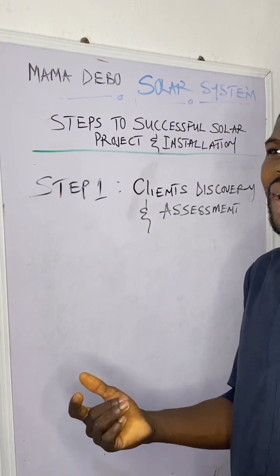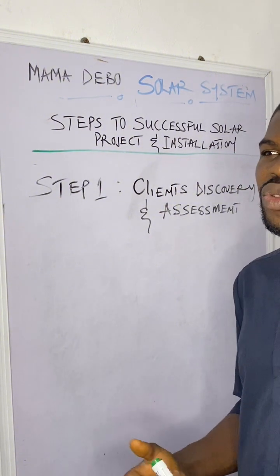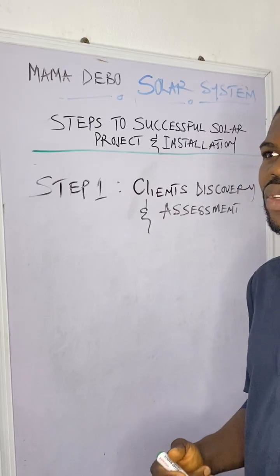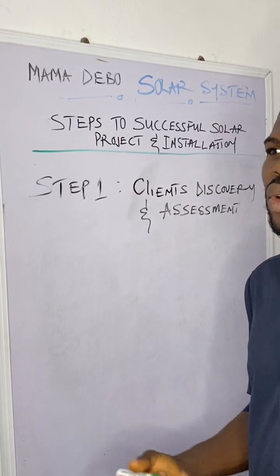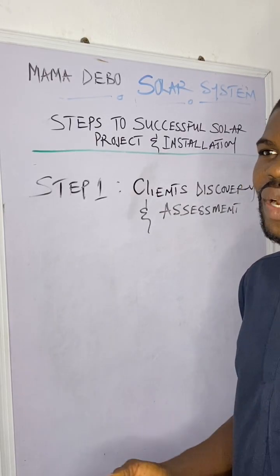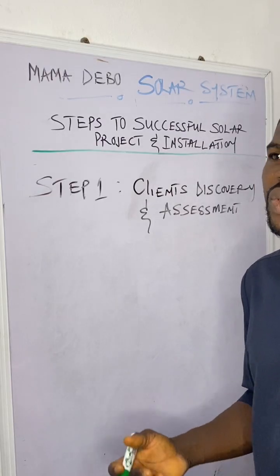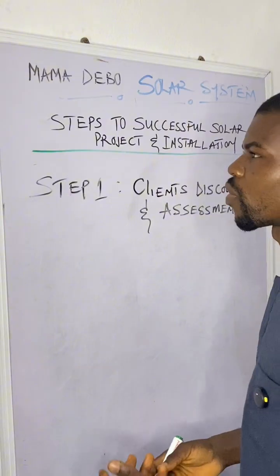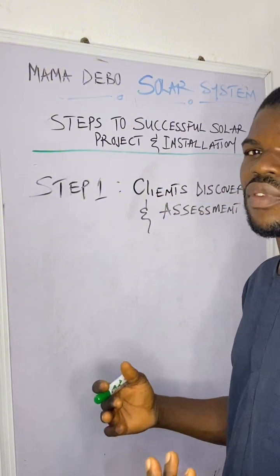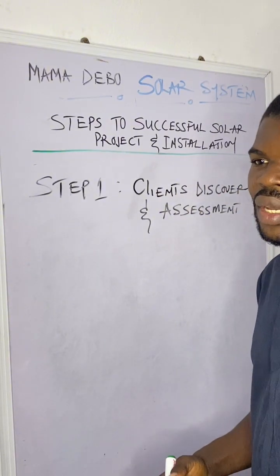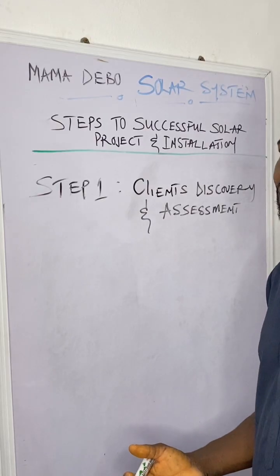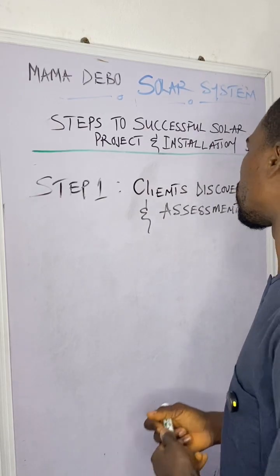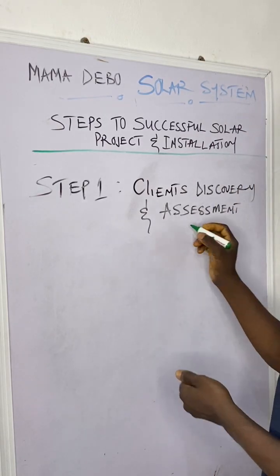This is what client discovery means. That is, you discover the client. Maybe you post on your Facebook and someone approaches you that he needs a solar system for his building or for his office. This is client discovery, and that's the first step for every successful solar project. Now, when you discover the client, the next thing to do is to carry out assessment.